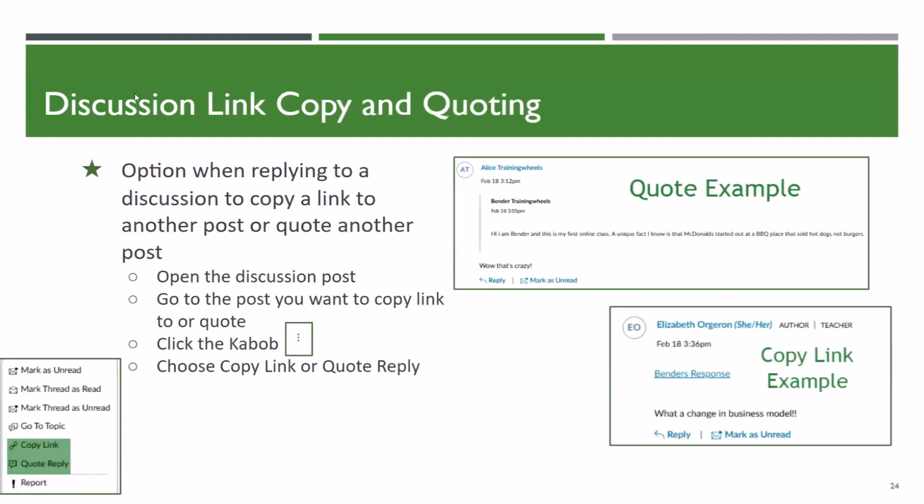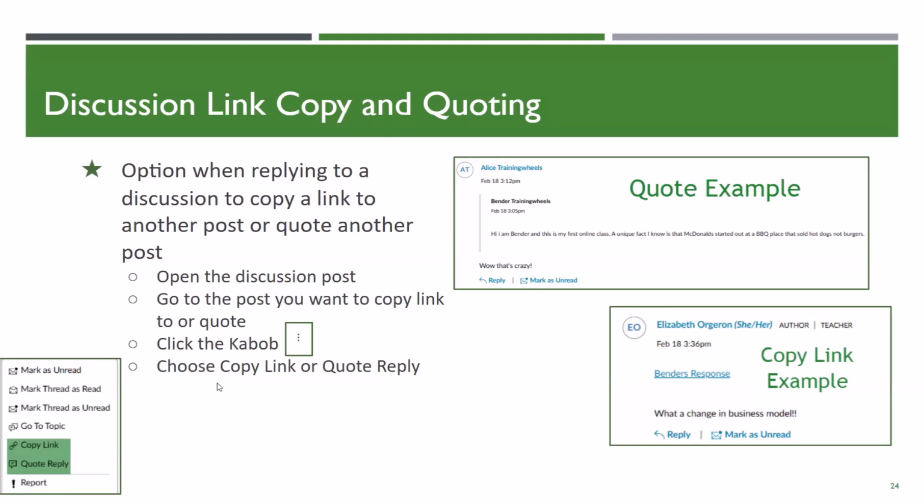All right, discussion link copy and quoting. So when students or instructors are replying, you have two new options on how you reply. If you are wanting to reply to a discussion and you want to quote somebody else, we now have that option. So you open the discussion post, you go to the post you want to copy or quote. So in this one, Alice quoted Bender, so she had to go to Bender's post first. Click the kebab and then chose to quote reply.